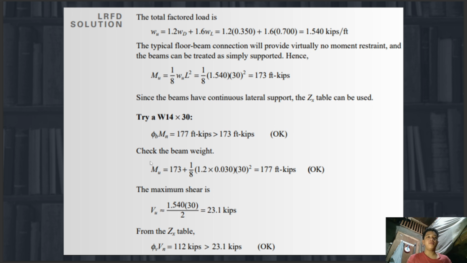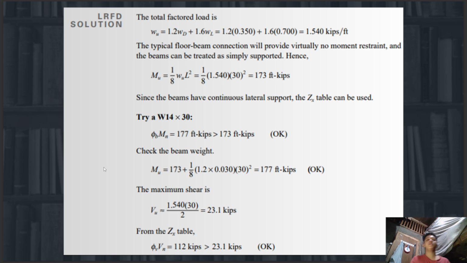Then proceed to our beam weight. So gamit natin yung 173 nga nakuha. 173 plus 1.8, then times 1.2, yung 1.2 kay dead load factor, 1.2 times 0.30 times 30 squared equals 177 feet kips. So okay siya, same ra siya sa katong table nga nakuha nato nga phi M n.